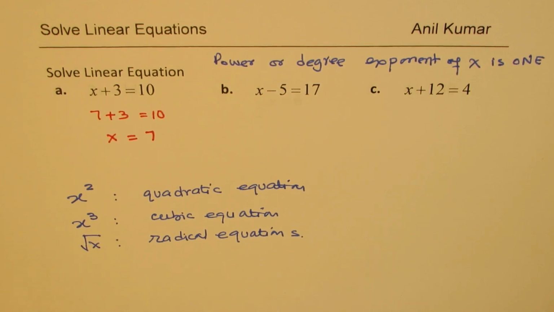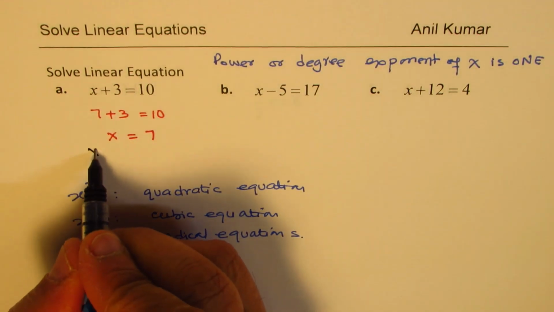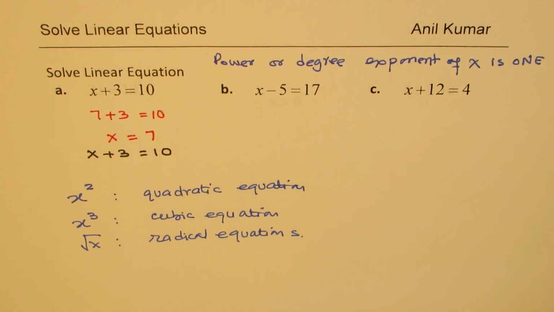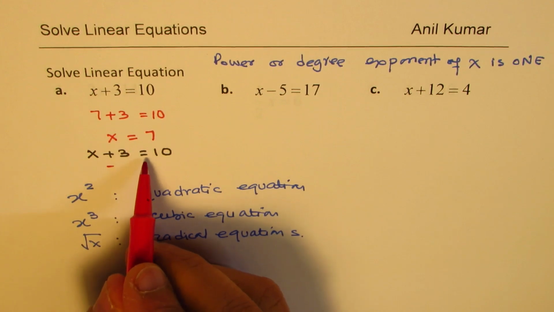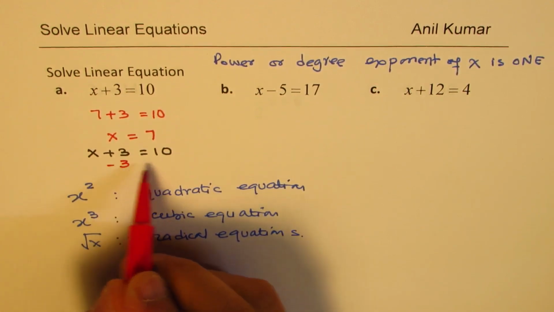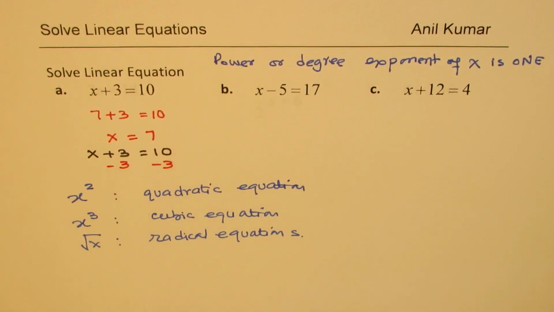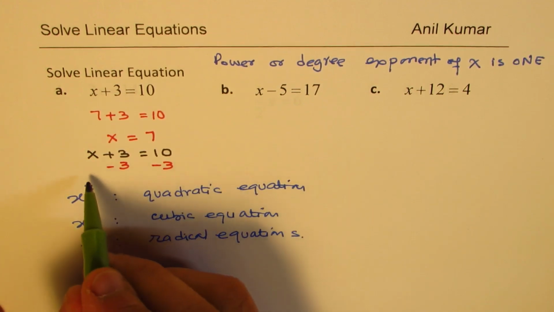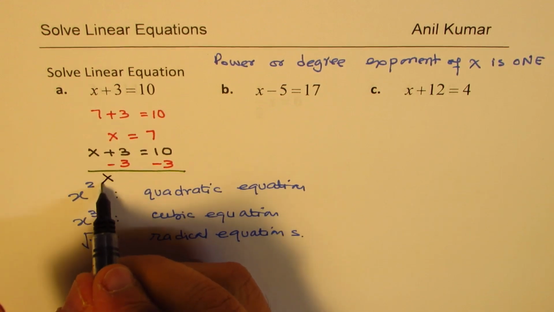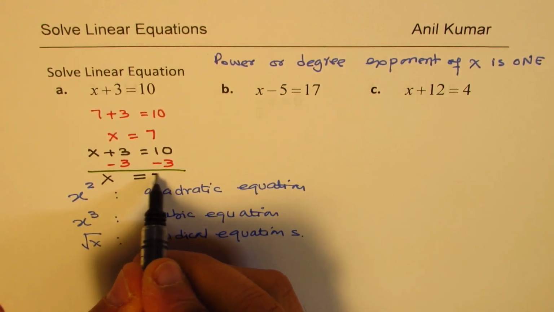The other way of doing it is something like this. I have x plus 3 equal to 10. I could actually take away 3 from both the sides, right? So it is an equal to sign, so we need to do the same thing on both the sides. So I could take away 3 from both the sides. Now if I do that, what remains? x equals 7, right? So what we get here is x, since 3 minus 3 is 0, equals 7.